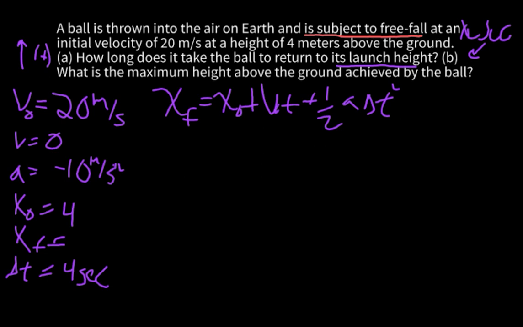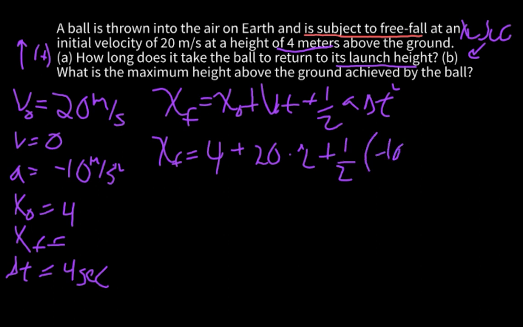And that will be final position equals, our initial position above the ground is 4 meters. That's why I chose to use this equation, because it accounts for that more easily than the other ones do. Our initial velocity is 20 meters per second. Our time to reach our maximum height is going to be 2 seconds, plus 1/2 times our acceleration of negative 10 meters per second squared towards the center of the earth, times our change in time of 2 seconds squared.